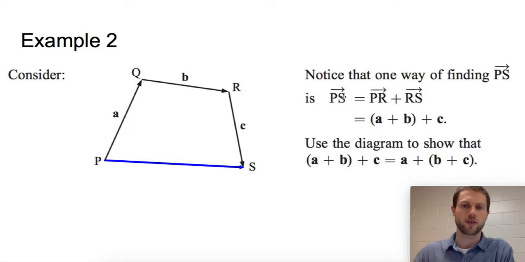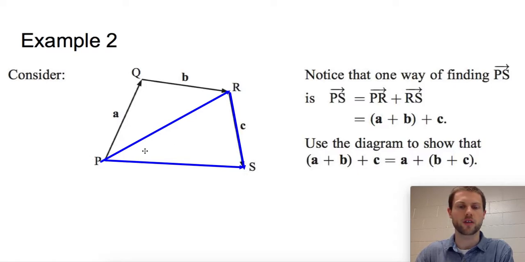And you can get to vector PS. You can find the resultant by adding vector PR, that would be this vector here, PR plus RS. So that's like one way of getting to vector PS. And you can think of vector PR as A plus B. That is vector A plus B. Let me even write this in, this is vector A plus vector B. So that's one way I could have gotten from P to S.